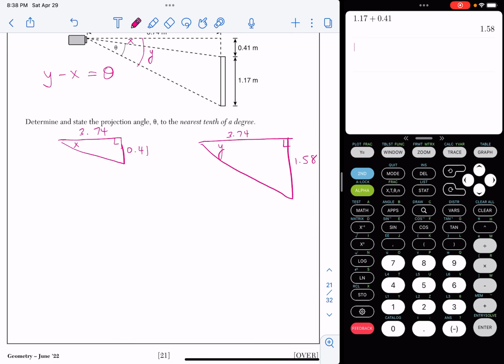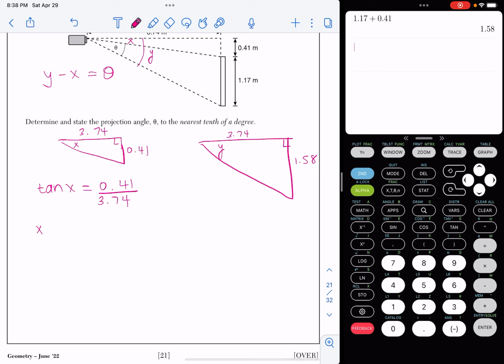Now let's look at each of the two pictures. In this first one, I'm going to be using tangent, and really most double trig problems are tangent problems, because I have the opposite side and I have the adjacent. So the tan of x is equal to 0.41, opposite, over the adjacent.